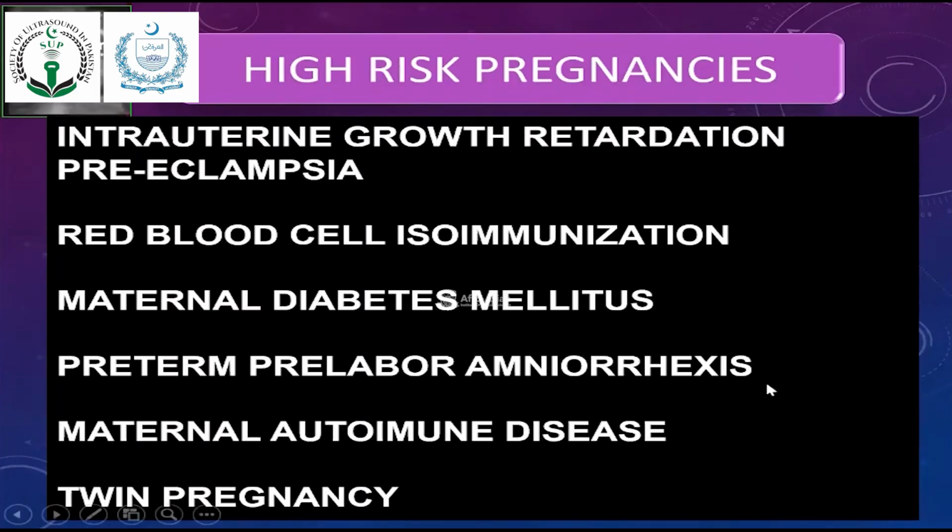Red blood cell isoimmunization, maternal diabetes mellitus, preterm pre-labor, oligohydramnios, maternal autoimmune disease, twin pregnancies. These are all high risk, and as we can see, the first in the list is IUGR.